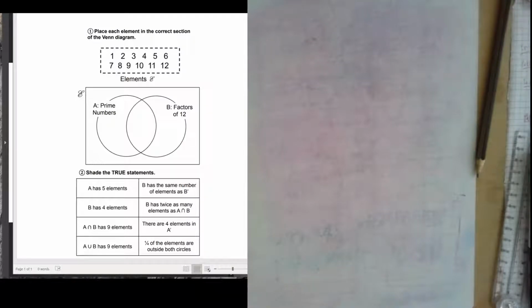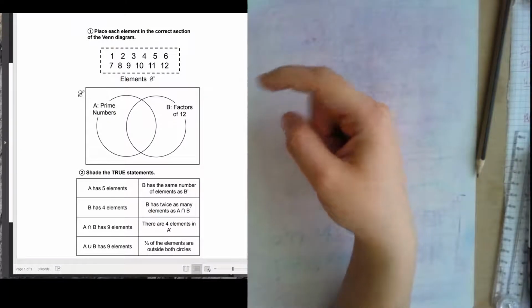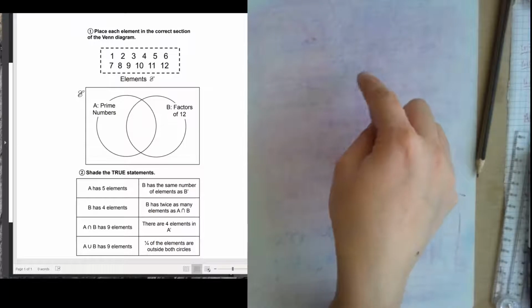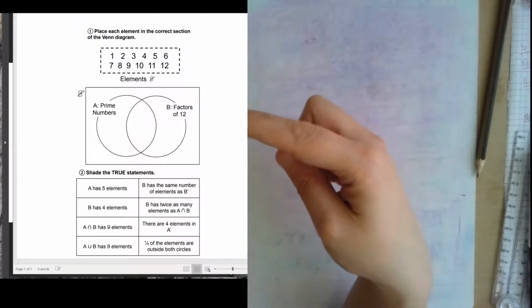Okay, so for those people doing the extension task, hopefully this shouldn't be too hard. It just requires a little bit of thinking. So they've given you the universal set right up there because it says elements and you've got your universal set. Obviously, it looks so much nicer than my wonderful epsilon. But that is your universal set.